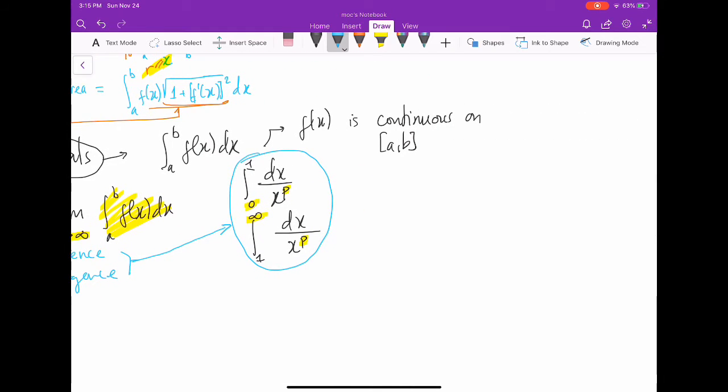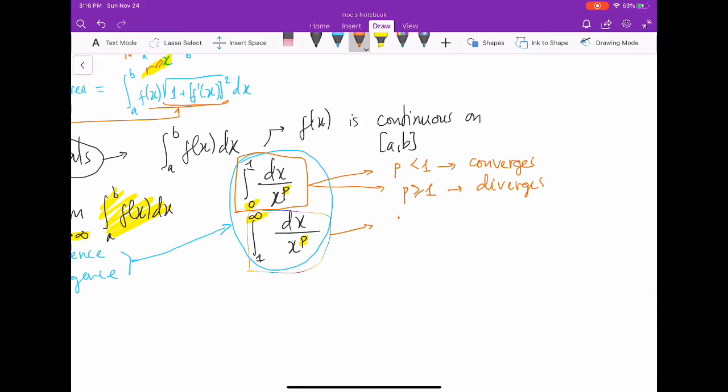And let me remind you, for the first integral, this integral converges if p is less than 1. If p is less than 1, it converges. When p is greater than or equal to 1, it diverges. But for the second integral, this integral converges when p is greater than 1. When p is less than or equal to 1, it diverges. Okay? So be aware of that.